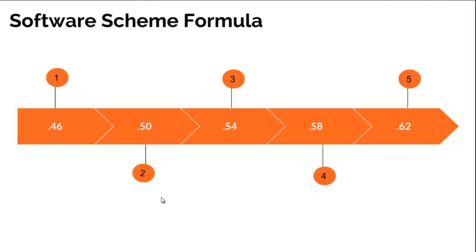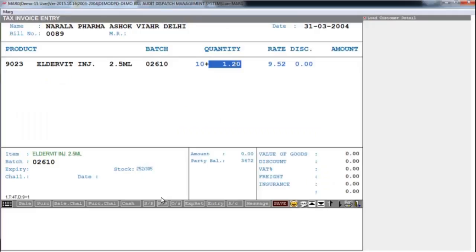Like there's a formula for every scheme. So whenever you sell a product, the software automatically calculates the scheme on the basis of that formula itself. But some businessmen provide scheme on their products according to themselves, for which they have to manually modify the scheme structure at the time of billing.